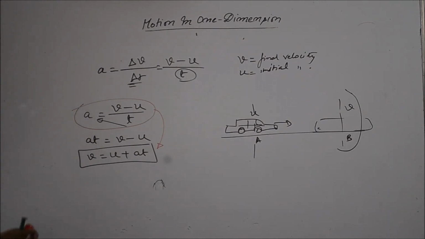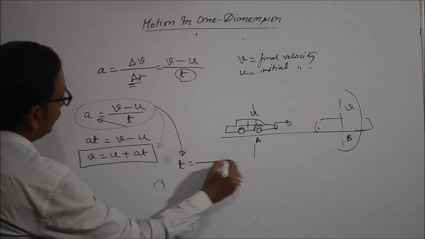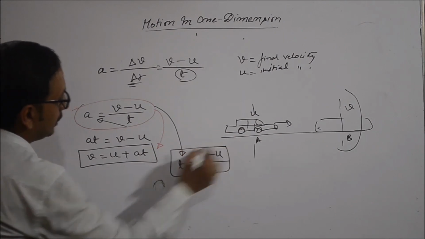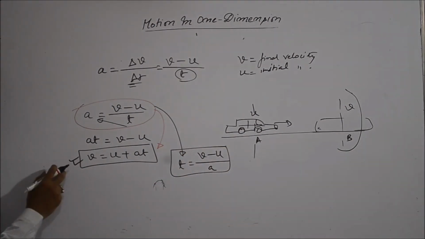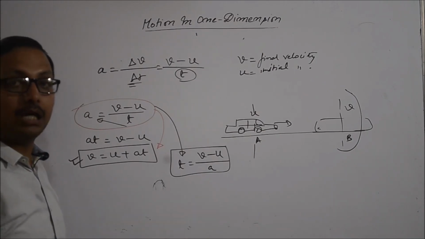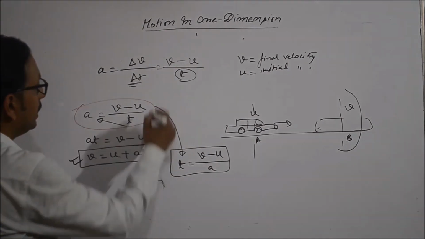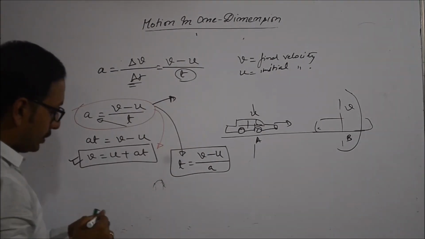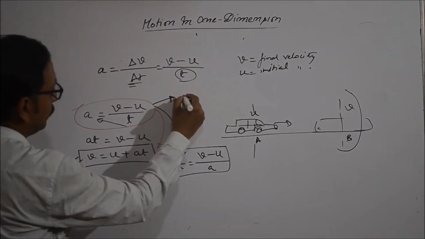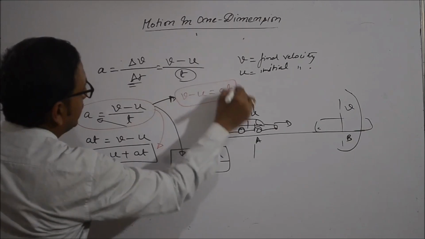Even this equation is very important. From this equation we can also take the equation for time, t equal to v minus u by a. So this is another equation, but this was the most important one. This equation will be used to find out the other equations. Even from here I can get another equation, which is also not too important, but will be used to find out the equations: v minus u equal to at.